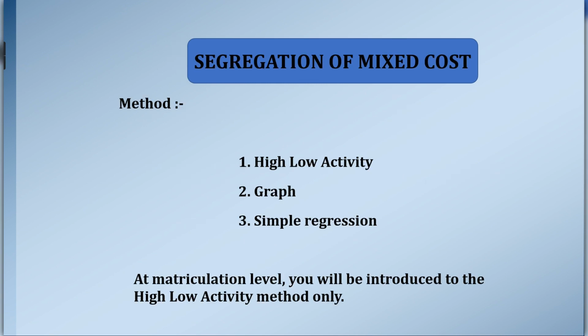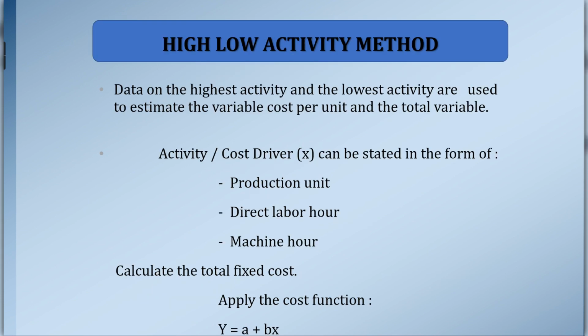All right, okay. So method for segregation of mixed costs, okay, as I mentioned earlier in the learning objectives, actually we have three, which is the high-low activity, the graph method, and also the simple regression. Okay, but for matriculation level, we are going to focus only on one method, that is the high-low activity method. Alright, okay. So macam mana nak jawab soalan menggunakan high-low activity method? Okay, so data on the highest activity and the lowest activity are used to estimate the variable cost per unit and the total variable.